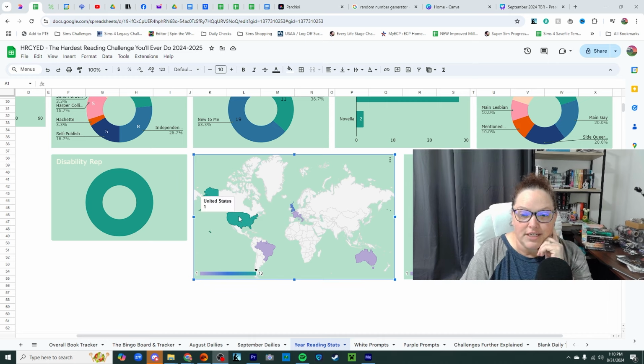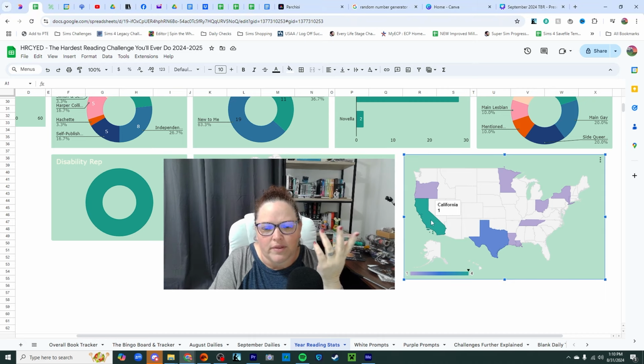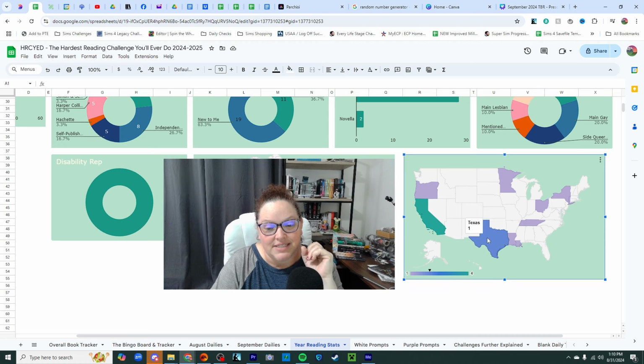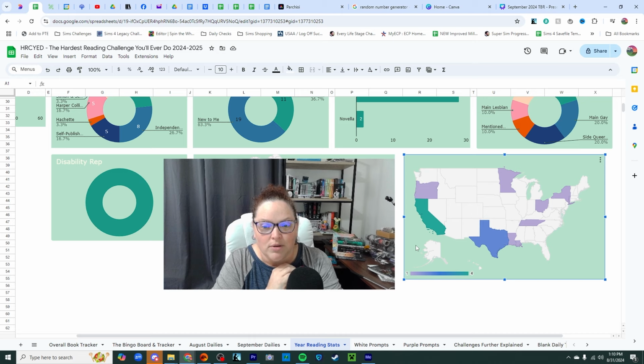Now, of the 13 books that I read that took place in the US, let's look at the states. Here we go. We still had the most in California. I feel like California and New York are big settings for them, but my second highest was Texas. Then we have Louisiana, Tennessee, Ohio, New York, Minnesota, and Oregon. So we got a little bit more spread out over here as well.